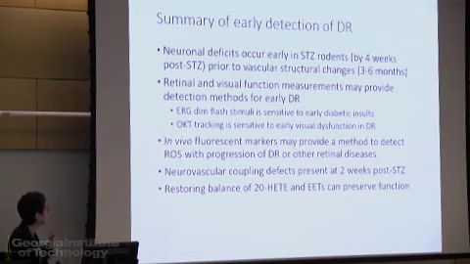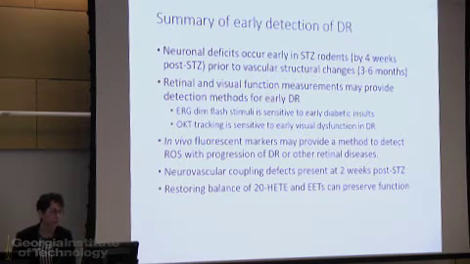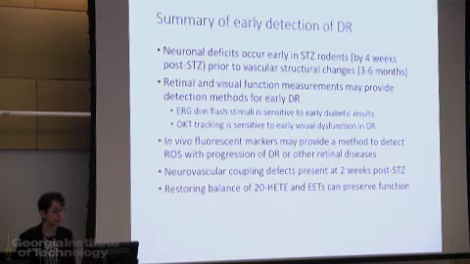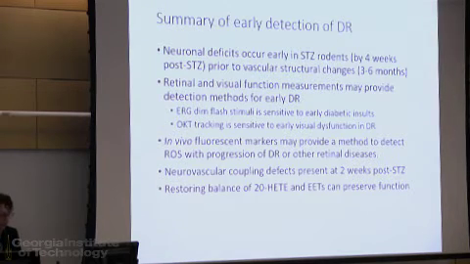We're also investigating these in vivo fluorescent markers that may provide a method to detect ROS with the progression of DR. And I've shown you that neurovascular coupling defects are present very early at 2 weeks post-STZ, and that if we restore this balance of 20-HETE and EET, we might be able to preserve function.